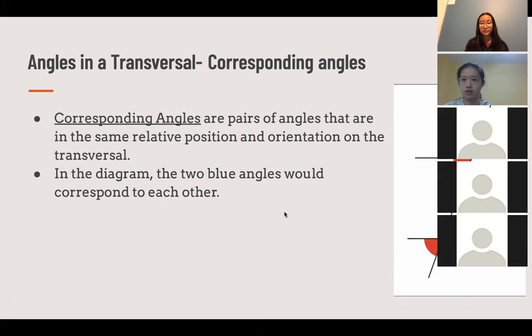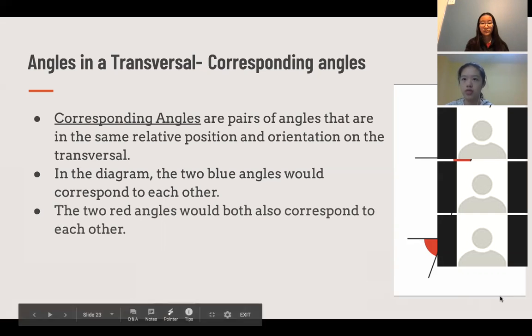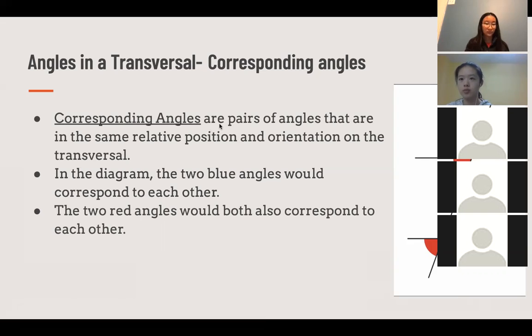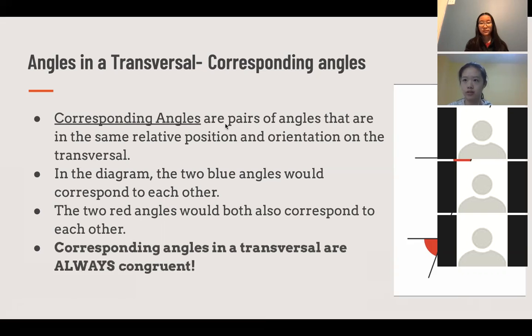They're the same, they're congruent. And also the red angles would also correspond to each other. And corresponding angles are always congruent. So the blue angle is always going to equal the other blue angle. And the red angle is always going to equal the other red angle.